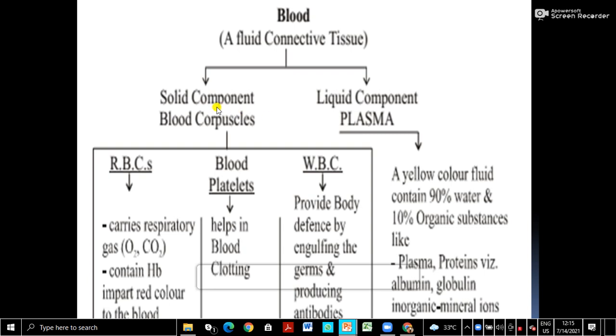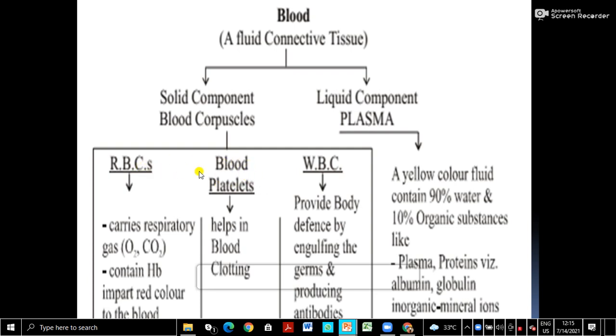Then in blood corpuscles there are three kinds. There are three kinds or three types of blood cells. One is RBCs, that is red blood corpuscles. Then the second one is WBCs, or white blood corpuscles, and platelets, blood platelets.